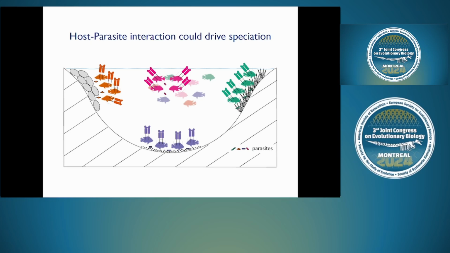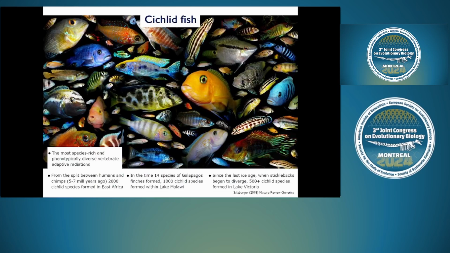So if you are exposed to different parasites, your immune system changes. The MHC repertoire has been shown in different organisms to change, and if this has a link to mate choice, then this mechanism could complete speciation.